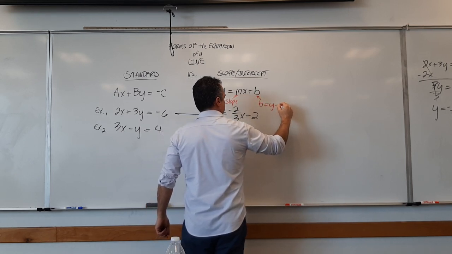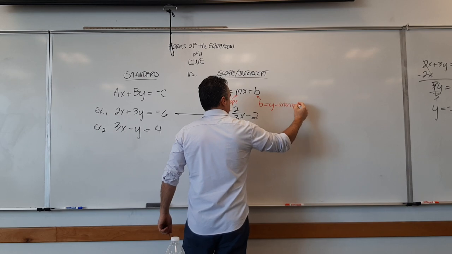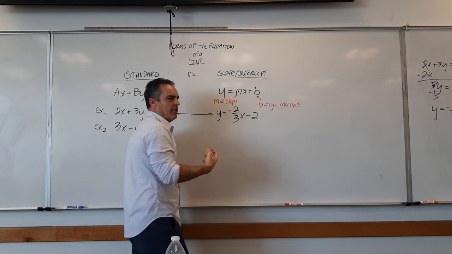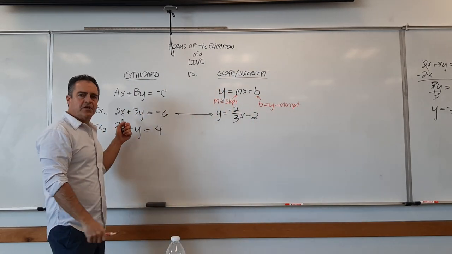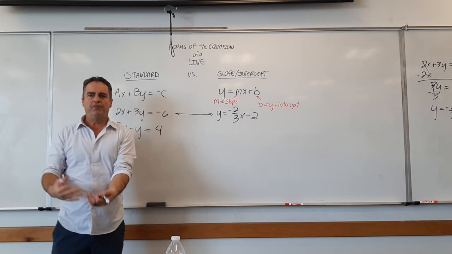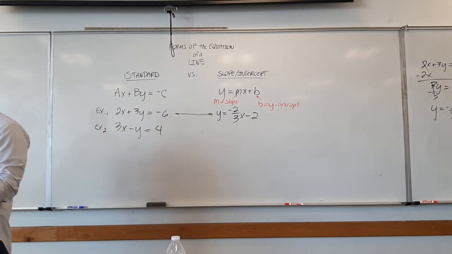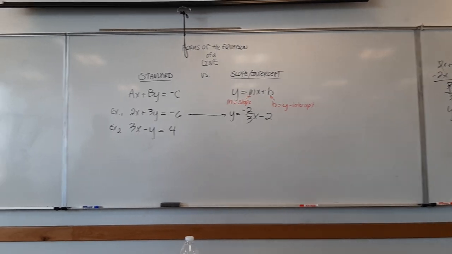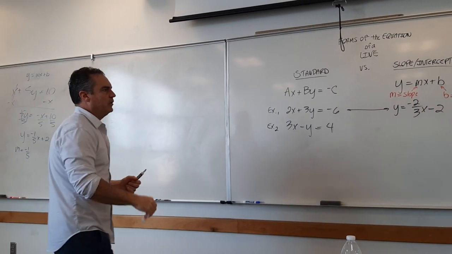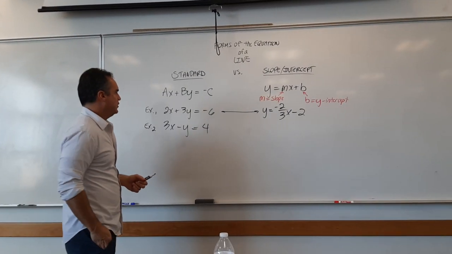Intercept, the y-intercept. Hence the name slope-intercept form of a line. When you convert this from standard form to this form, it reveals a lot of really great information. You immediately know the slope of your line, you know the y-intercept. We're gonna use this to wrap up our graphing knowledge here in just a minute, okay?